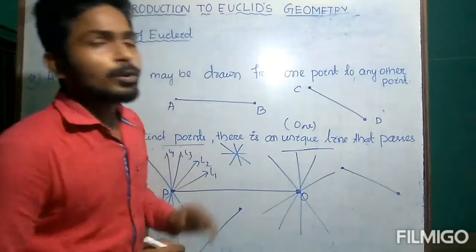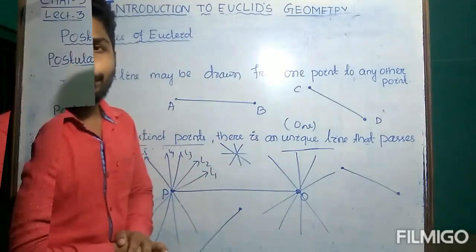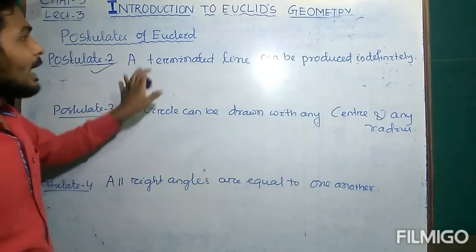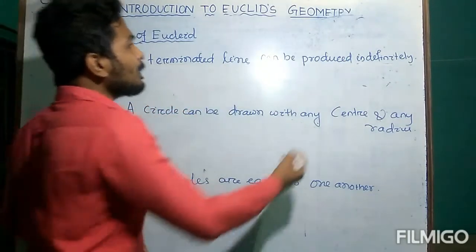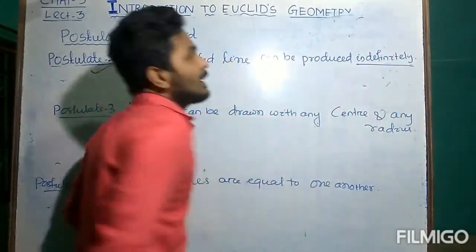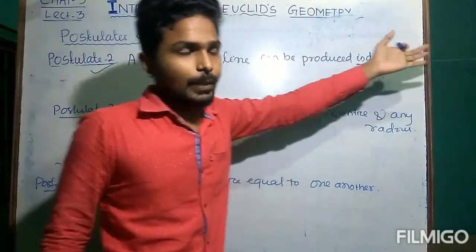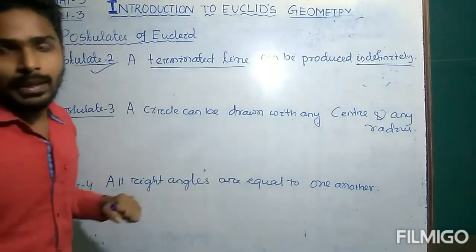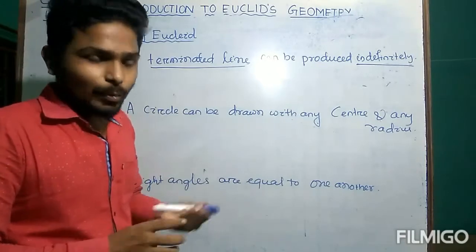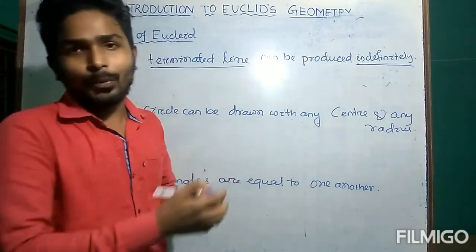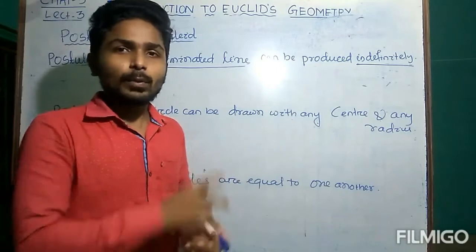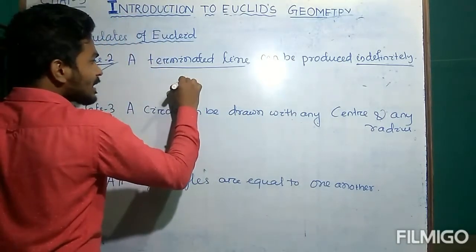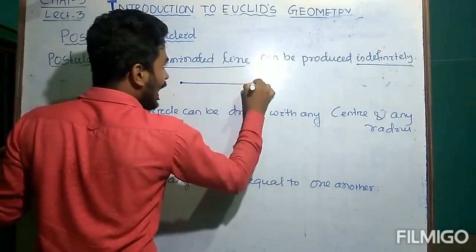So this is postulate number 1. And let us discuss the second postulate. The second postulate tells you that a terminated line can be produced indefinitely. Indefinitely means infinitely. Okay. So there is the term terminated line. What is the meaning of this term? Terminated line means a line which has both a starting point and an ending point. Then tell me, which line has both a starting point and an ending point? As you know, a line segment has a starting point and it has an ending point.